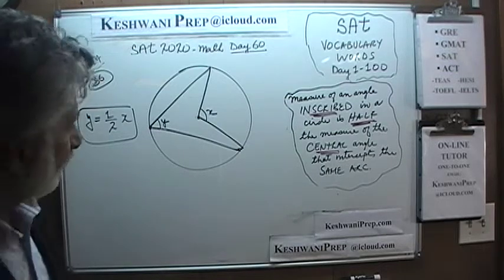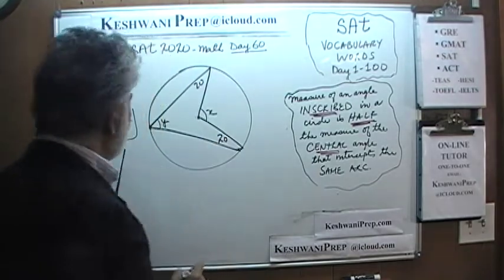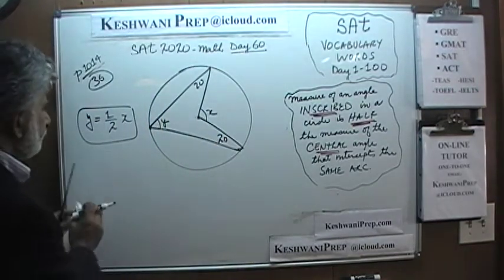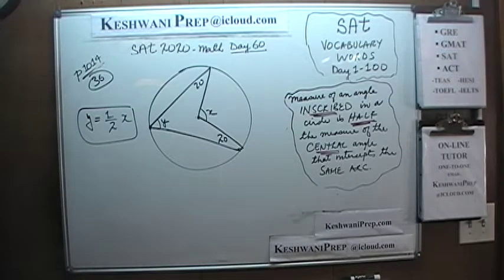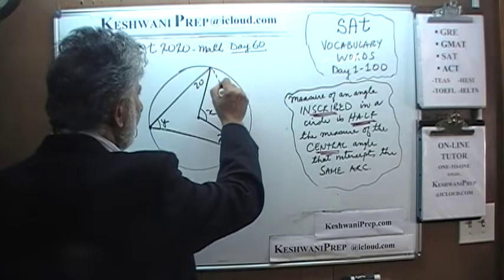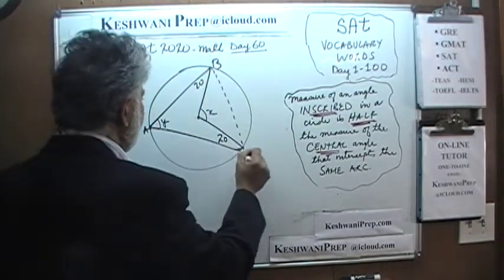So here's what's given to us. We are told that this angle is 20 and this angle is 20. The question simply is, how much is x? Let's see what we can do. Let's leave this there. So let's begin, shall we? Let's draw a dotted line like this. This is A, B, C, and this is P.